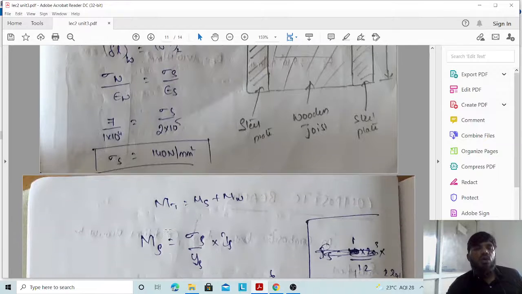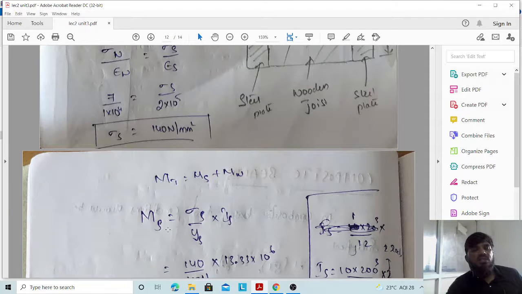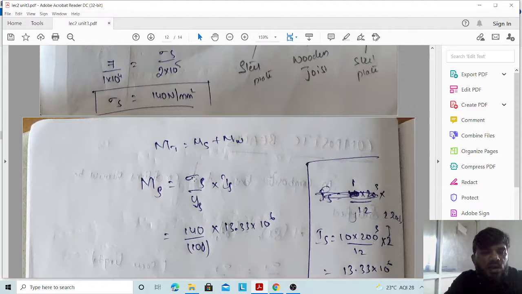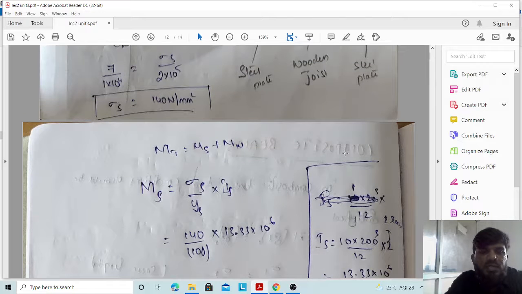Once you get this value you have to calculate the moment of resistance also. They have told us to identify the moment of resistance. We know that MT is equal to MS plus MW. For identifying MS, we go for the moment of resistance formula, M by I is equal to sigma by Y. The sigma value we have identified, and the Y value you can take from the CG.